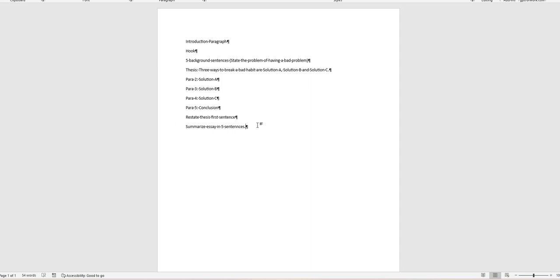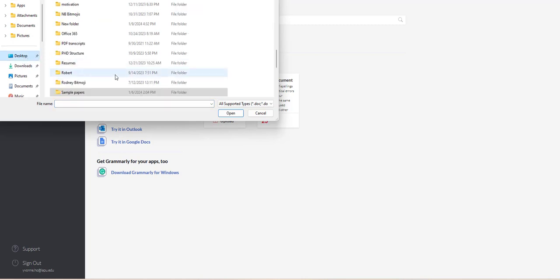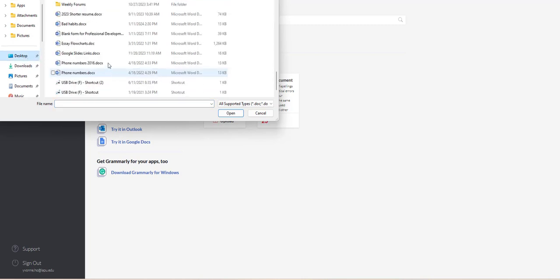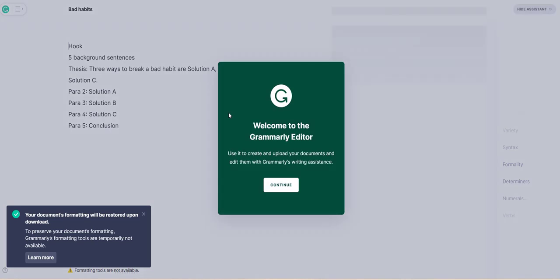So before we continue any further, you want to save this document. Then you're going to upload that document into Grammarly. I already did it somewhere else, and I will see if I can find it, my Breaking Bad Habits. There you go.